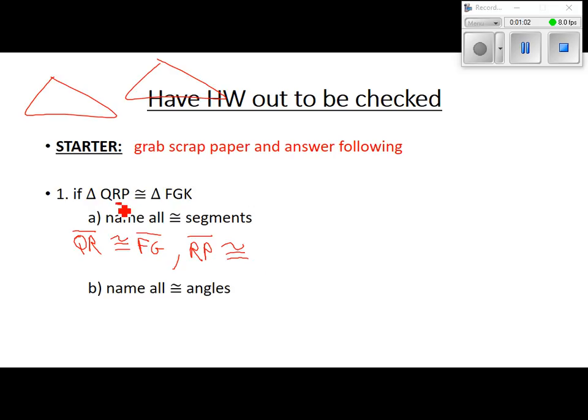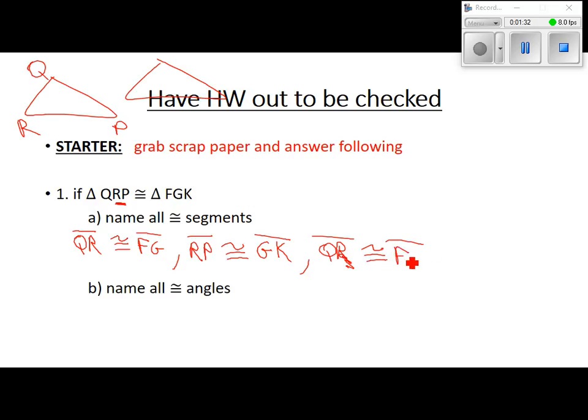RP's got to be congruent to what segment in the other one? GK. Now if you drew your picture and you labeled both of the two triangles, you could see which ones would match up. If that helps you, then do it. Segment QP, everybody agree with that? Segment QP is congruent to FK.